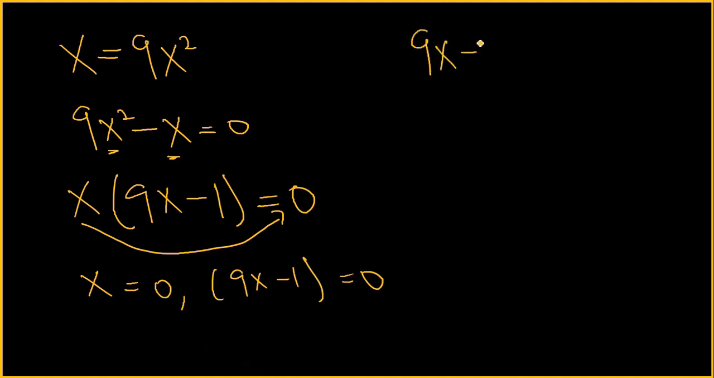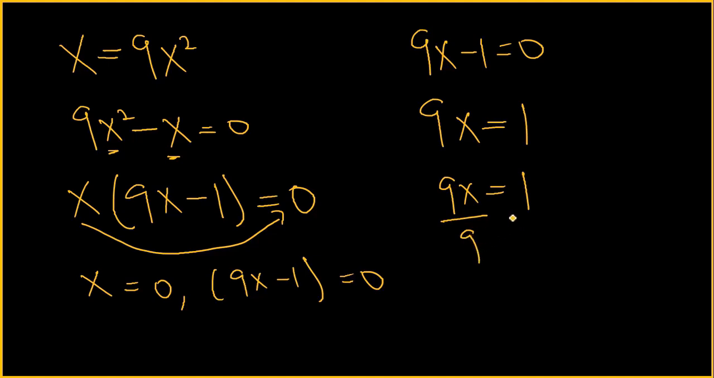9x minus 1 equals 0. Now let's find x. 9x is equal to, this one is taken to this side. And if a negative number crosses an equal sign, it changes to be positive. So we have plus 1. 9x equals 1. And we try to make x the subject. We have divided by 9, divided by 9. And our variable x gives us 1 on 9.